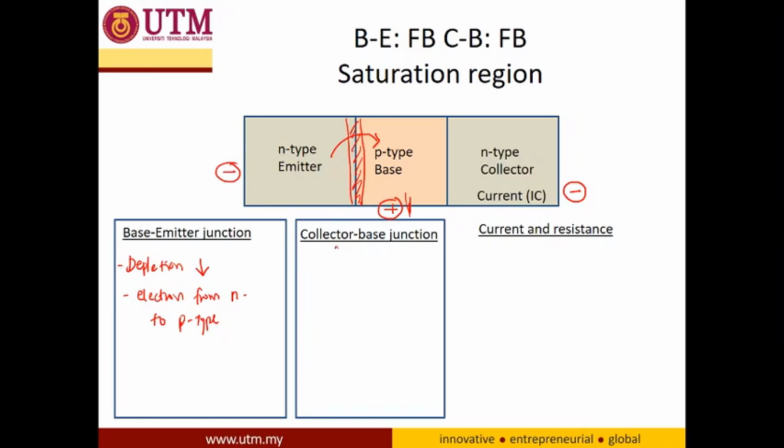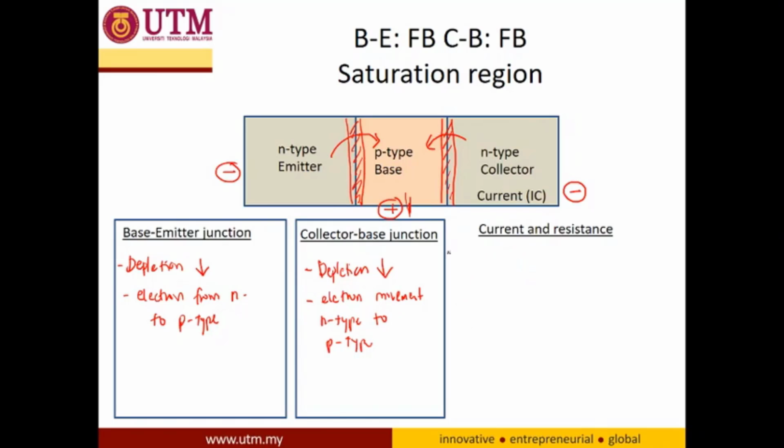And then the same goes for the collector base junction. So this is the electron movement. The collector base is also in forward bias, so the depletion region is very thin. The depletion region decreases. So we have electron movement from N-type to P-type.